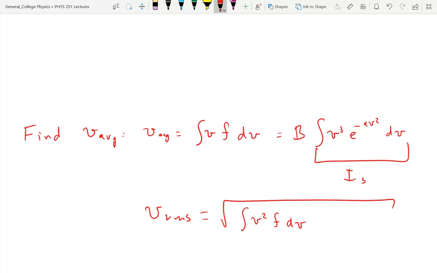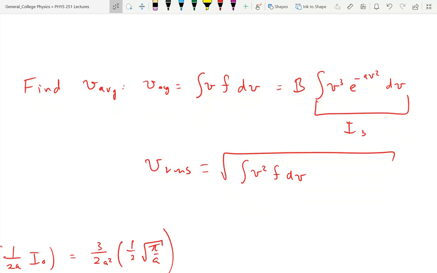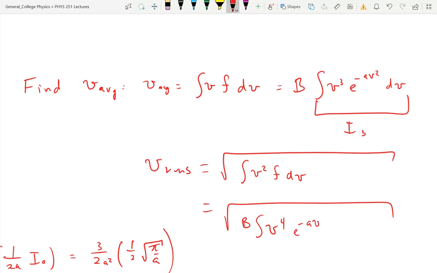Now when you put this in, since F has V squared in it, it's V to the fourth. So V RMS is the square root of V times I4. You find what I4 is, multiply by V and square root it, and then you have your RMS speed. And what is B?